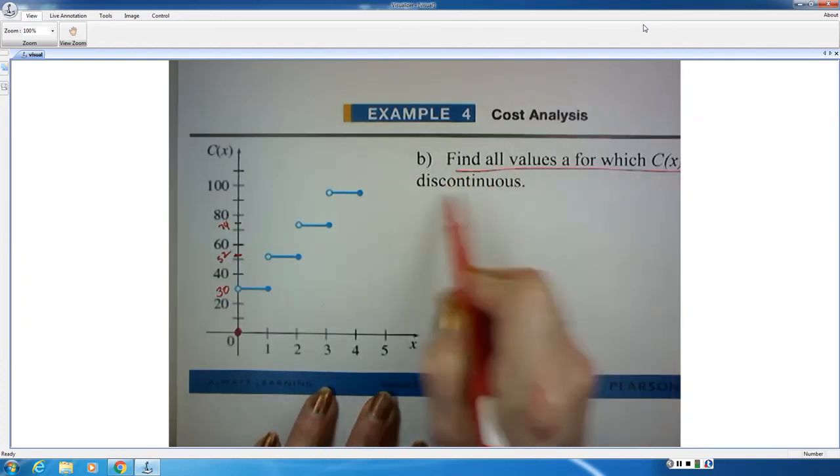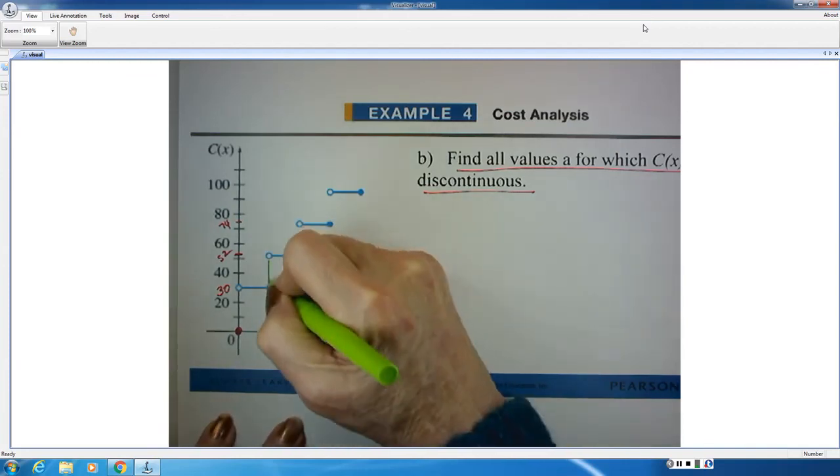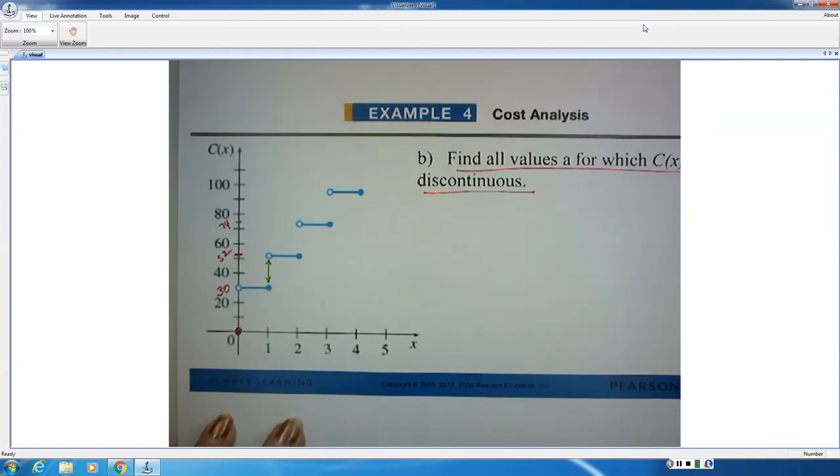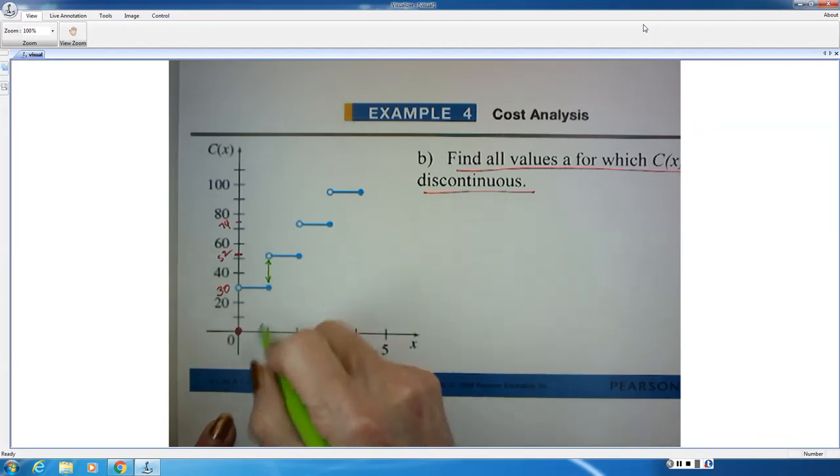What are all the values for which C of X is discontinuous? At what values is this function discontinuous? Where does the right-hand limit not equal the left-hand limit? Should be an easy answer. Where does the function come in like this? Sharp jump. Limit this direction is 30, limit this direction is 52. Limits don't match. Discontinuous.